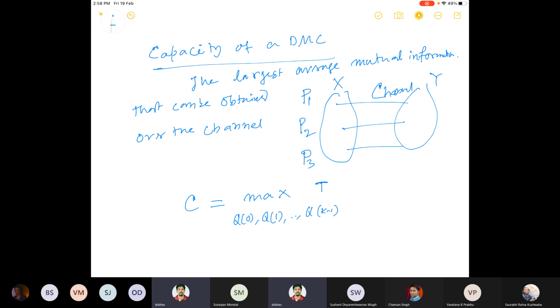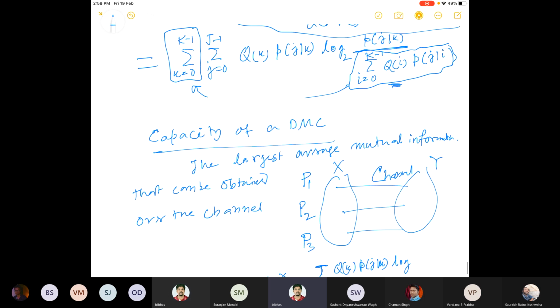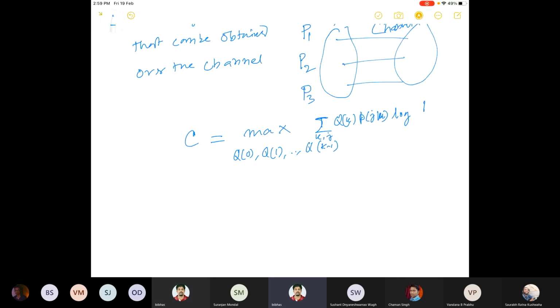So I of X;Y, let me write it down, whatever I wrote earlier: the sum over j and k of Qk, probability of j given k, times the log of probability of j given k, divided by the sum over i equal to 0 to k minus 1 of qi and probability of j given i. So this is what is called the capacity.